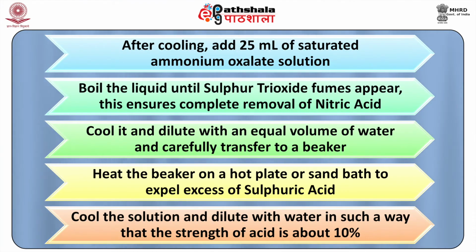Then after cooling, 25 ml of saturated ammonium oxalate solution is added. The liquid is boiled until sulfur trioxide fumes appear. This ensures complete removal of nitric acid. It is then cooled, diluted with an equal volume of water and carefully transferred to a beaker. The beaker is heated on a hot plate or sand bath so as to expel the excess sulfuric acid. The solution is cooled and diluted with water in such a way that the strength of acid is about 10%.